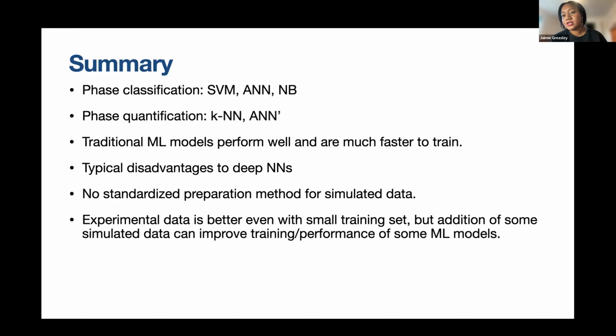Can we use simulated data in place of experimental data? I think for some of the examples in the analysis, we show that simulated data was not ideal and experimental data is preferred, but you can get improved performance or improved training for some models when you add simulation data in addition to the experimental data. So that's the first one.